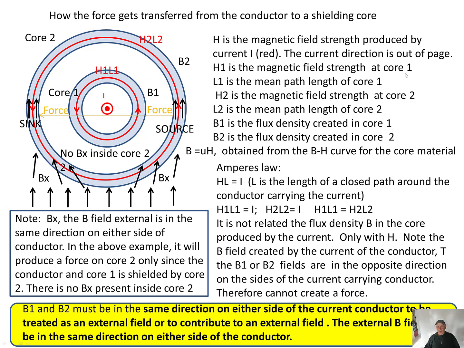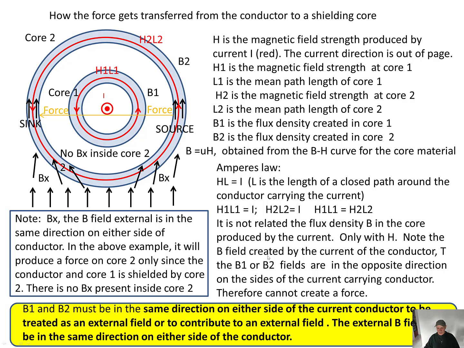H1 is the magnetic field strength at core 1. L1 is the mean path length at core 1. H2 is the magnetic field strength at core 2. L2 is the mean path length at core 2. B1 is the flux density created in core 1, B2 is the flux density created in core 2. B equals mu H, obtained from the BH curve for the core material. Ampere's law: HL equals I, where L is the length of the closed path around the conductor carrying the current. H1L1 equals I, H2L2 equals I, so H1L1 equals H2L2. It's not related to the flux density B in the core produced by the current, only to H.